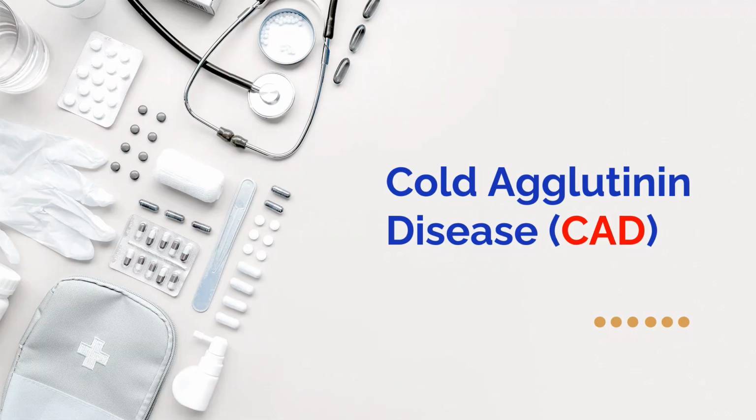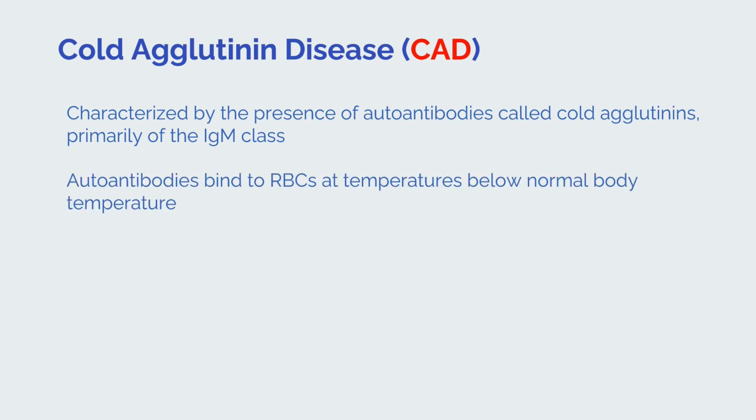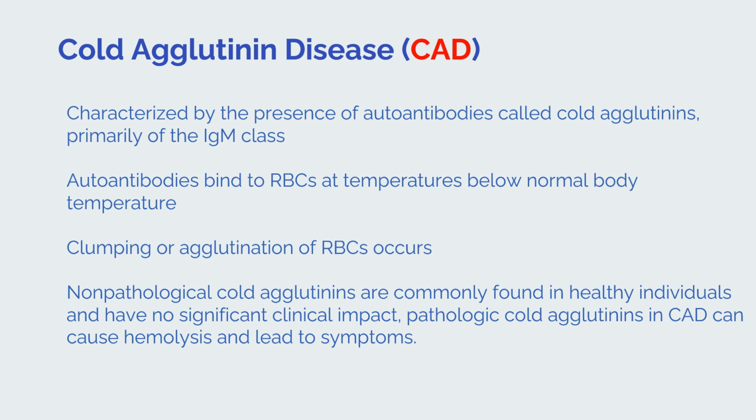The second type is cold agglutinin disease, CAD, a condition characterized by the presence of autoantibodies called cold agglutinins, primarily of the IgM class. These autoantibodies have the peculiar ability to bind to red blood cells, RBCs, at temperatures below normal body temperature, resulting in their clumping or agglutination. While non-pathological cold agglutinins are commonly found in healthy individuals and have no significant clinical impact, pathologic cold agglutinins in CAD can cause hemolysis and lead to symptoms.